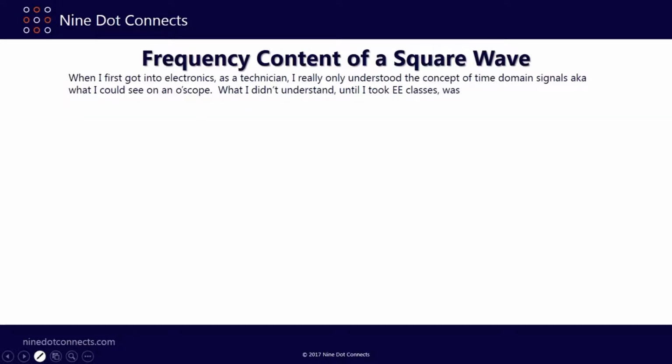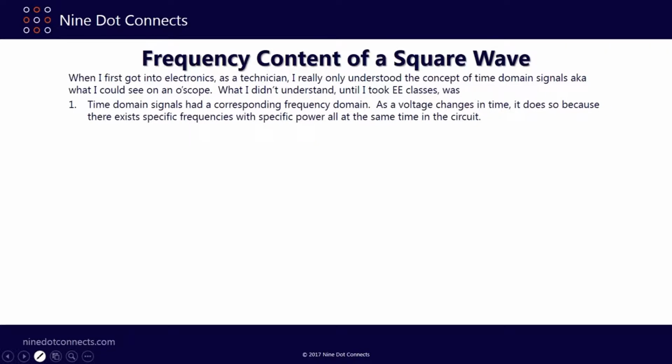Now, when I first got into electronics many years ago, I really didn't understand the frequency domain. I was using an oscilloscope all the time, and so I understood the time domain concept. But it wasn't until I took EE classes to get my engineering degree that I understood that time domain signals had a corresponding frequency domain. And what that basically means in a nutshell is when you watch the voltage change in time, it does so because there exist specific frequencies with specific power all at the same time in the circuit.